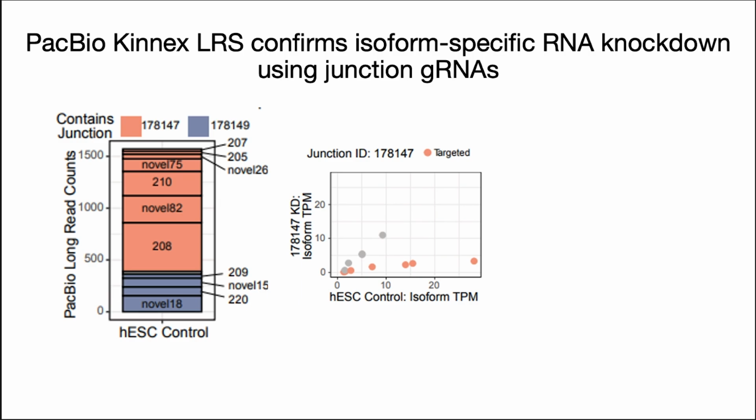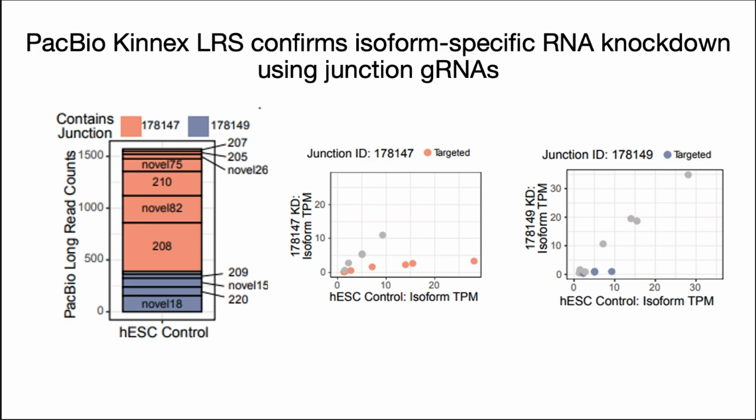long isoforms. Maybe I should say also that the x-axis here is the TPM for each isoform in the control, and the y-axis in the knockdown. So every point on here is an isoform. Conversely, when we target the long isoform, we only see knockdown of the long isoform. We don't see knockdown of any of the short isoforms.